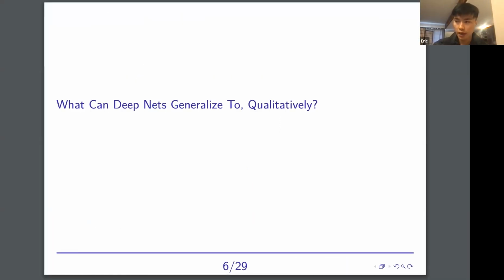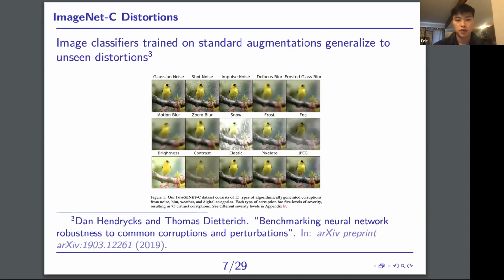Instead of talking about formal definitions of generalization, I'm going to illustrate some qualitative examples of what deep nets can generalize to. There's a dataset called ImageNet that contains a lot of natural images. In an attempt to study how robust models trained on this dataset are to other augmentations, there's a dataset called ImageNet-C, which adds different kinds of noise, like Gaussian noise, shot noise, impulse noise, and so forth to the images, and sees how well you can generalize to these unseen kinds of images.